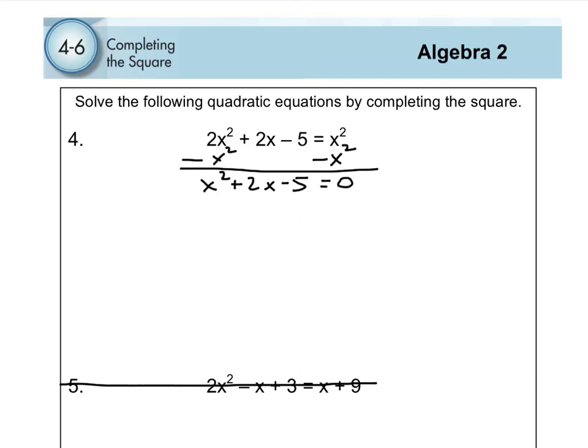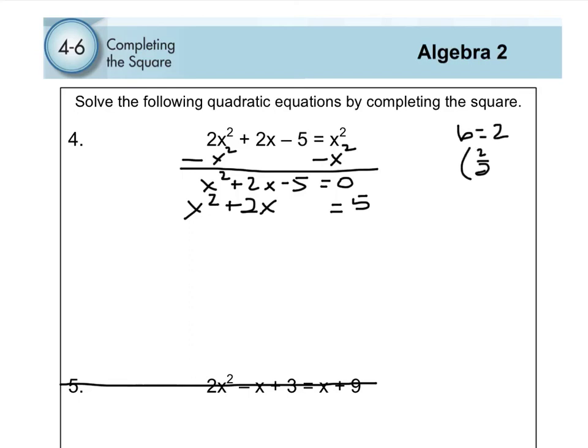Now, the question is, can we find factors of negative 5 that add to 2? Well, the only factors are negative 5 and positive 1, or 5 and negative 1. Well, you'll never make 2 with that. So this guy isn't factorable. So I'm going to get rid of that negative 5. So x squared plus 2x, and I'm going to add 5 to each side to get it equal to 5. Okay? So in this case, b is 2.